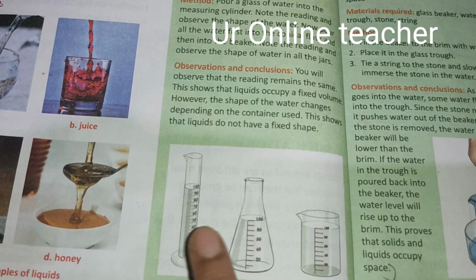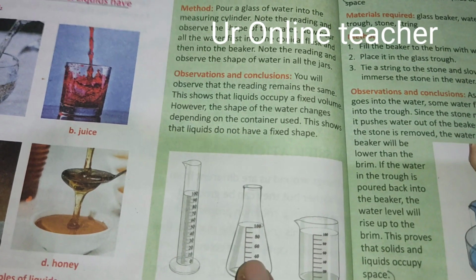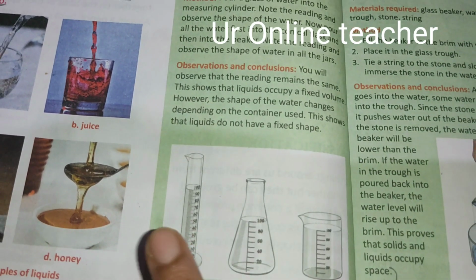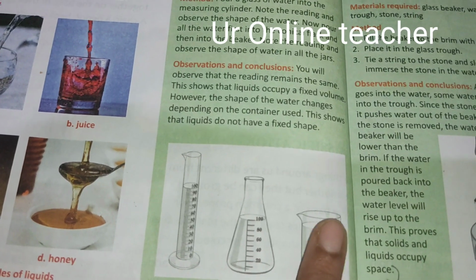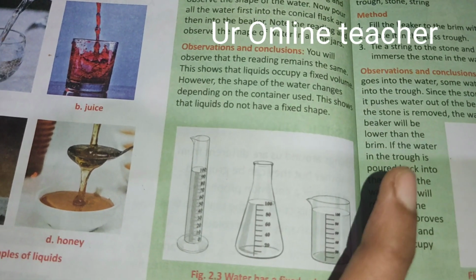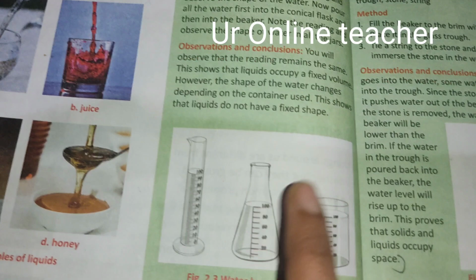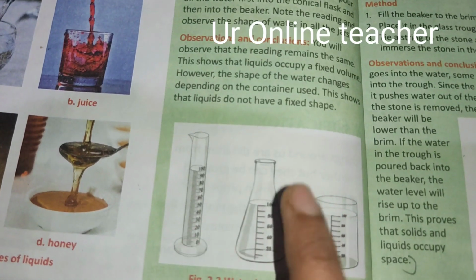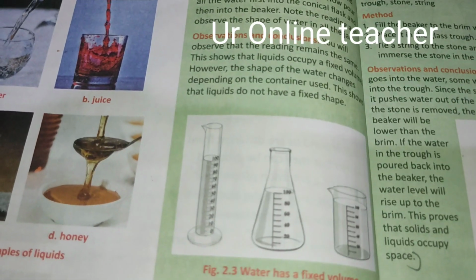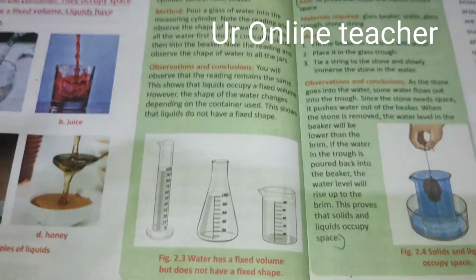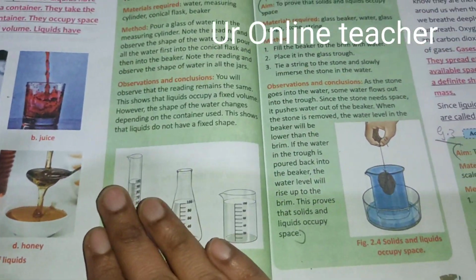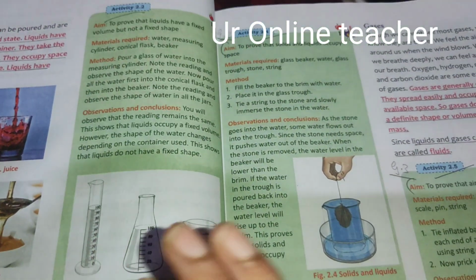Now pour all the water first into the conical flask and then again into the beaker, and note the readings in all the jars. You will observe that the readings remain the same. So liquids occupy a fixed volume, however the shape of the water changes depending on the container it is in. From this we can say water has a fixed volume but doesn't have a fixed shape.